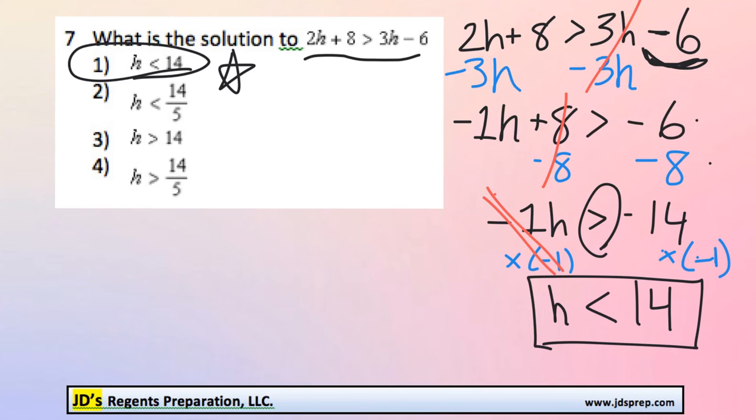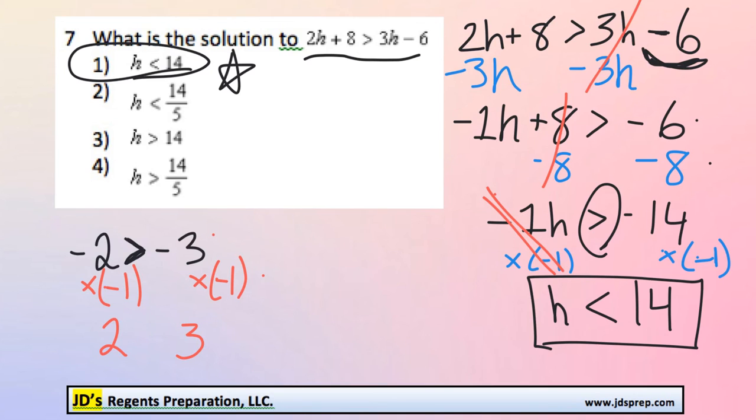And just in case you're wondering why that's the case, let's take a look at a simple example. If we're comparing negative 2 and negative 3, we all know that negative 2 is greater than negative 3. But what happens if we multiply both of these by negative 1? Let's see. Negative 2 times negative 1 is 2. Negative 3 times negative 1 is 3. Notice that if we wrote the same inequality, this is not true. 2 is not greater than 3. So we actually switch the symbol's direction. And that's an example of why we do that.